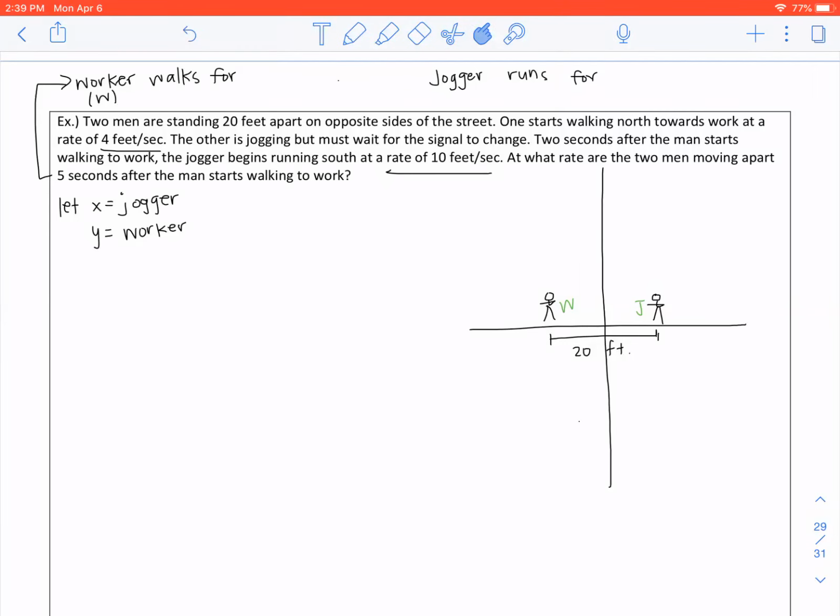This is section 3.9. I'm on page 30 in our notes. This example says 2 men are standing 20 feet apart on opposite sides of the street. So I have my 2 men drawn on opposite sides of the street, 20 feet apart.